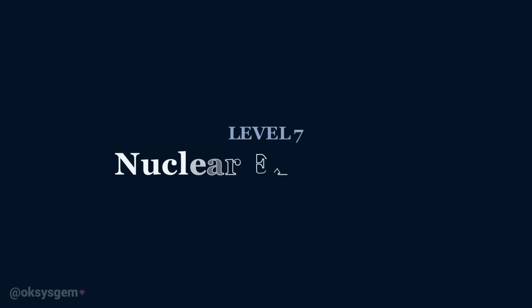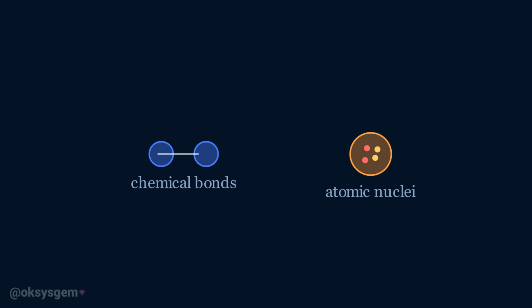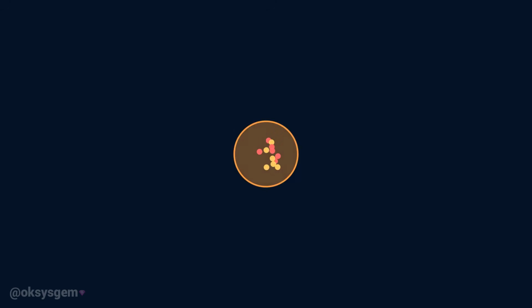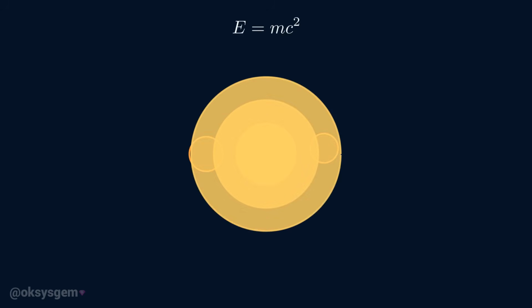Level 7. Nuclear explosions. Chemical explosions release energy by rearranging electrons and chemical bonds. Nuclear reactions operate at a much deeper level. Instead of changing how atoms are connected, they change the nuclei of the atoms themselves. Nuclear binding energies are enormously larger than ordinary chemical bond energies, which is why nuclear events can release so much more energy from the same amount of material. In nuclear fission, a heavy atomic nucleus splits into smaller nuclei. The final products have slightly less total mass than the original system. That missing mass has been converted into energy according to Einstein's equation, E equals mc squared.